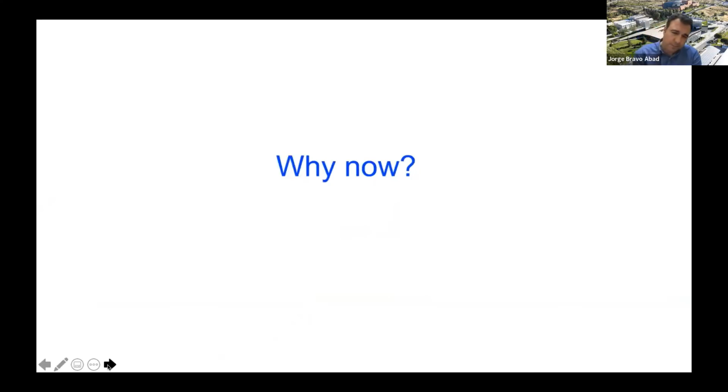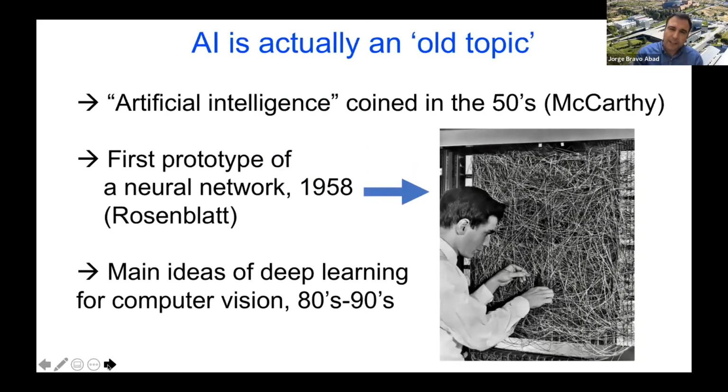So one of the reasons is that these days something is happening, right? Why deep learning in particular is taking off so quickly. And this is a relevant question, particularly if you take into account that AI is actually an old topic. Not so many people are aware of this, but it's actually a very old topic.